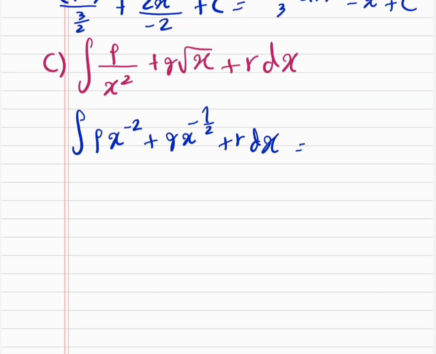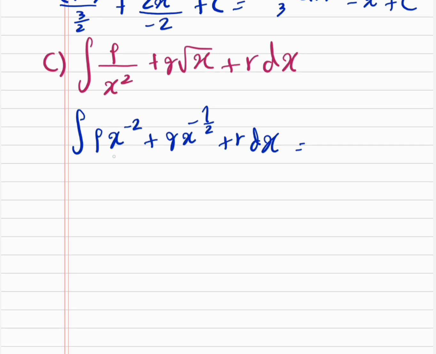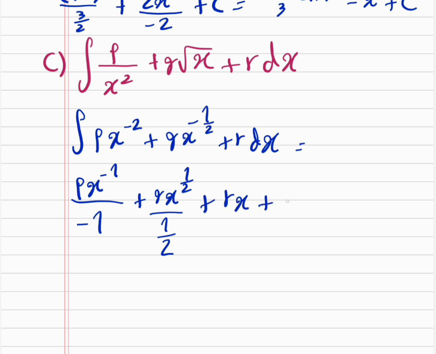Now we integrate this. So we first add 1 to the power in the first term, we get minus 1, so we have px to the power of minus 1 divided by minus 1. Then for the next term, let's write qx, and then minus a half plus 1 is a half, so we divide this by a half. And finally r, which is just rx, so plus c at the end.